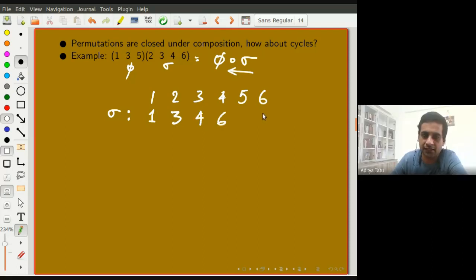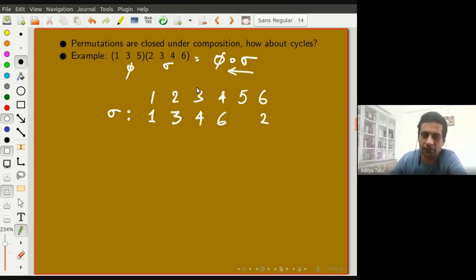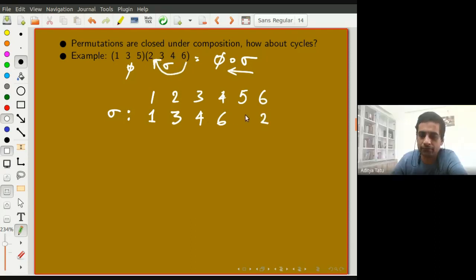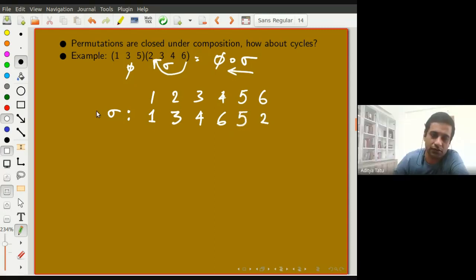6 goes to 2. Right? Remember, the last element maps to the first element. Yes. And what about 5? Itself. Good.